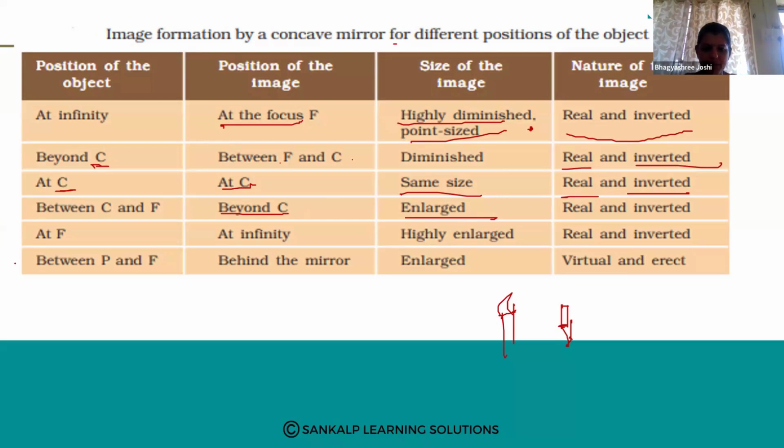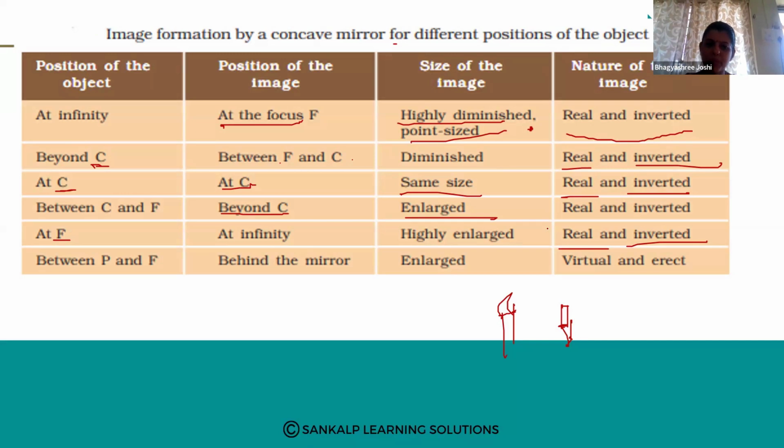Next, at point F. F means what? Principal focus or focus. Then the image will form at infinity, far away, at infinity. Then it is highly enlarged. It is very big but forms far away. So this is highly enlarged and the image is real and inverted. Remember, in all the cases it is real and inverted.